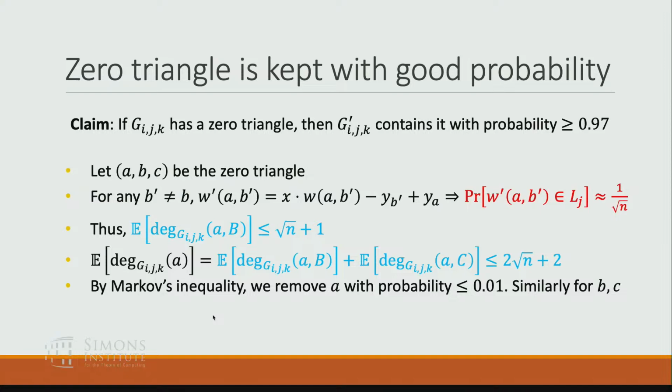So is the claim that every triangle has a large probability of not being removed? Yes. To say it more formally, for any zero triangle ABC in the graph, we will not delete it when we are creating this G prime ijk. Okay.